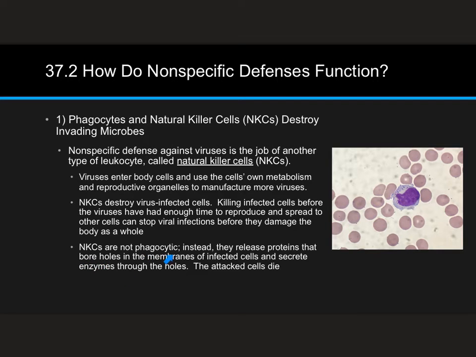These are not phagocytic cells. Instead, they release proteins that bore holes in the membranes of the infected cells and secrete enzymes through the holes, and the attacked cells die. Okay, so they're not engulfing them and eating them. Instead, it just kind of poisons them and prevents them from making more viruses. So there's one right there for you to see what that looks like.